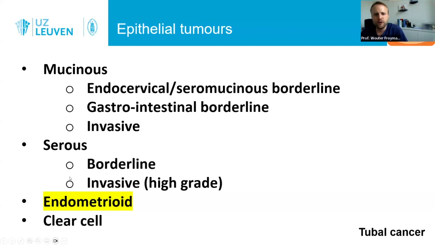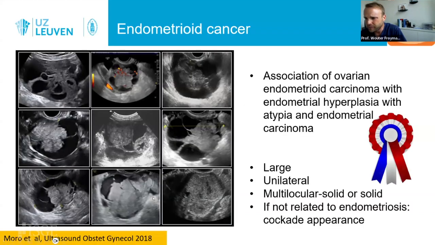Another cancer from the epithelial group, which is associated with abnormal bleeding, are the endometrioid tumors, because ovarian endometrioid cancers are associated with endometrial hyperplasia and also atypia and also endometrial cancer, as you know. So endometrioid cancers of the ovary are associated with abnormal bleeding. They present as rather large masses, often unilateral in appearance, and they have a multilocular solid or solid appearance. So either they are multilocular solid or they are completely solid in appearance.